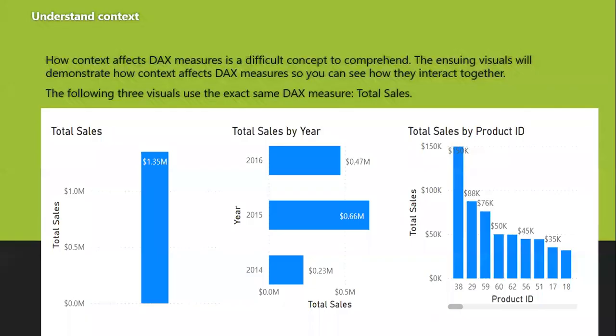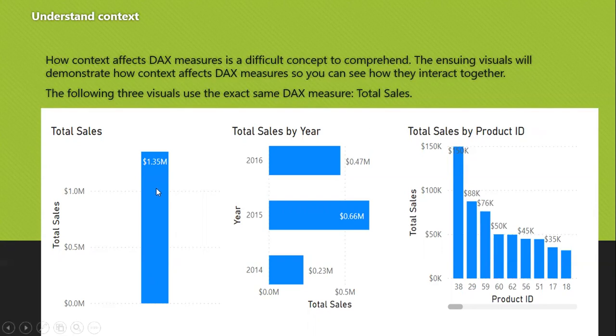Here, I have created a small report to see how the context affects the text. For example, here we have the same measure which is created for total sales. We have created a single measure for total sales. So this first one is showing me the total sales. The second one is showing me the total sales by year. And the third one is showing me the total sales by product ID. So it's the same measure value being represented in Power BI in three different contexts.